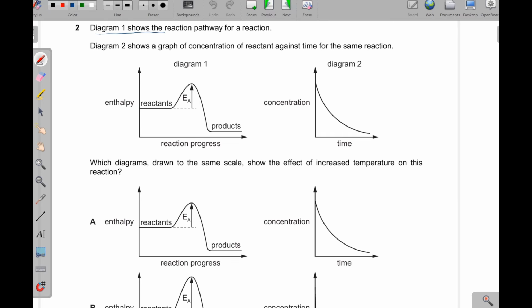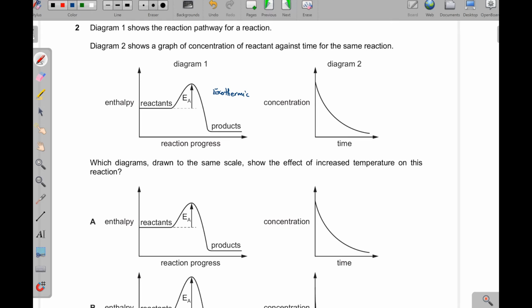Question 2. Diagram 1 shows the reaction pathway for a reaction. Diagram 2 shows a graph of concentration of reactant against time for the same reaction. When you look at this one here, we see that the products have less energy compared to reactants. That means this is an exothermic reaction, because there is energy that is lost to the surroundings. So what remains as the products is going to have very little energy.